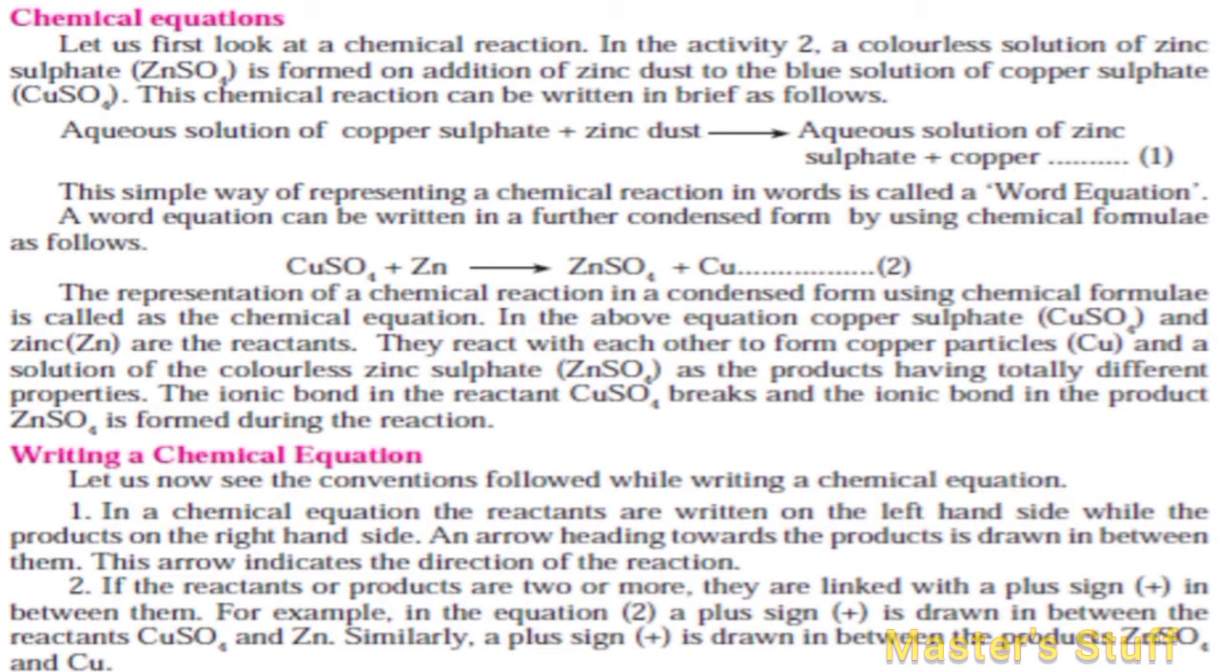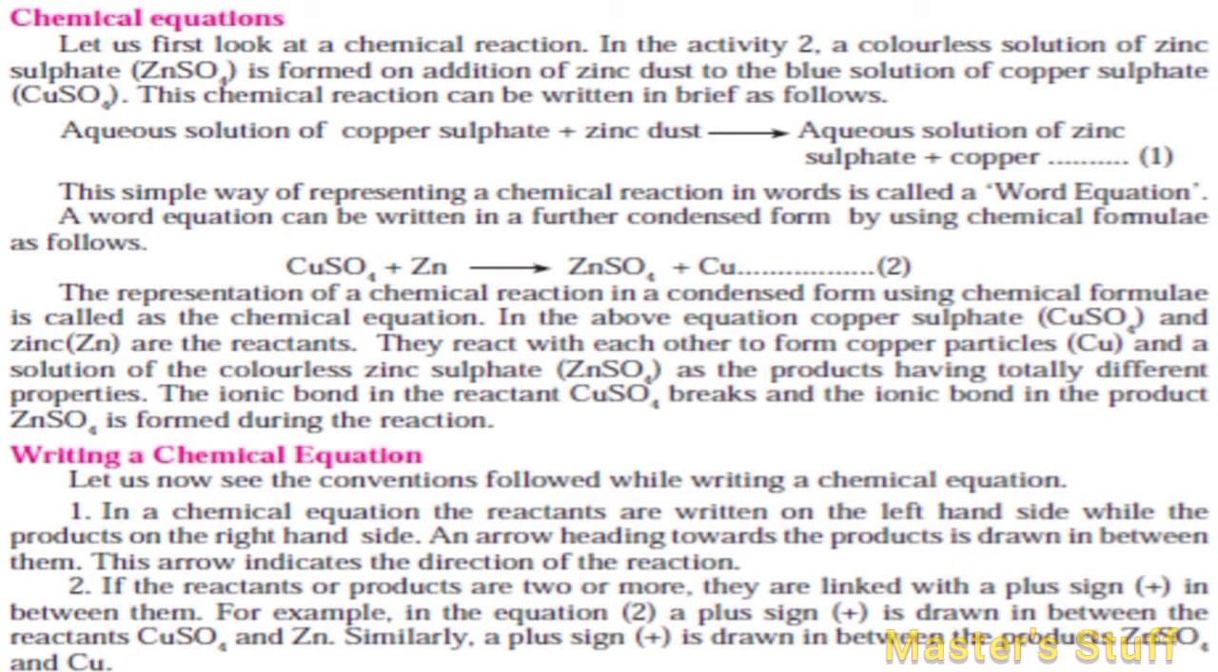But before that, take a look at equation number 2. Now let's see the conventions followed while writing the chemical equation. First, in a chemical equation, the reactants are written on the left hand side, while the products are written on the right hand side. The arrow heading towards the product is drawn between them. This arrow indicates the direction of the reaction.